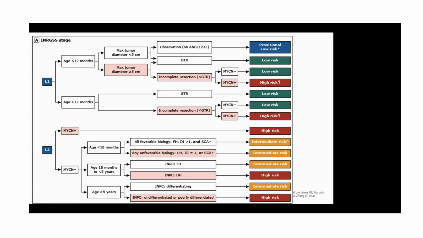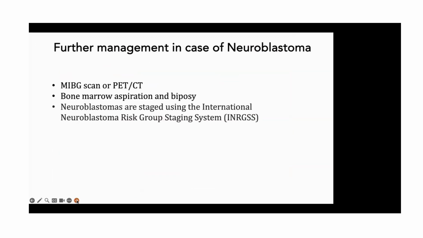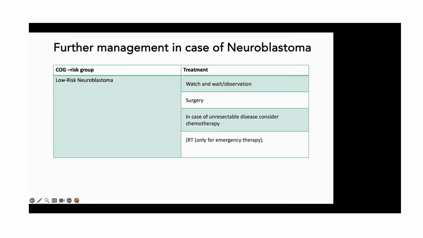And there are image-defined risk factors. Again, as you see, the age of the child is the most important thing for understanding the risk group, and based on the risk group, we decide the further treatment. M is metastatic and MS is for the small children. I have discussed this already about the staging.